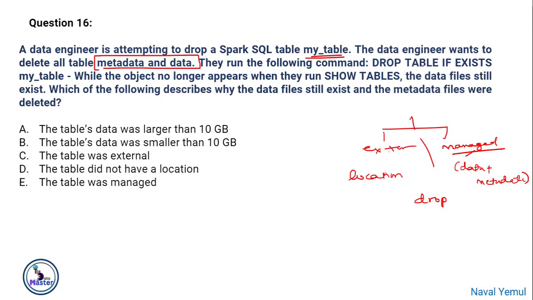They run a command, so the command is DROP TABLE IF EXISTS. While the object no longer appears, so object means the table is not appearing in the database, when they run a SHOW TABLES, the data file still exists. You can see the data file still exists. When it comes to Delta Lake, all your data with their logs still exist, because the only reason is that it is an external table. When you drop the external table, only the object, that is the table, gets dropped, and all your data remains there. So the answer will be the table is an external table. If you are confused, I request you to please watch my video on all about Delta. You'll get a clear understanding.